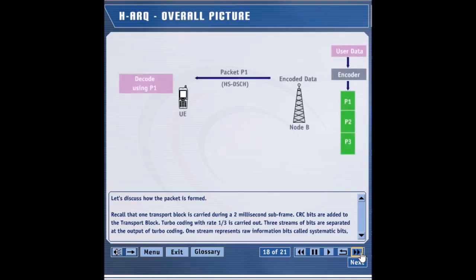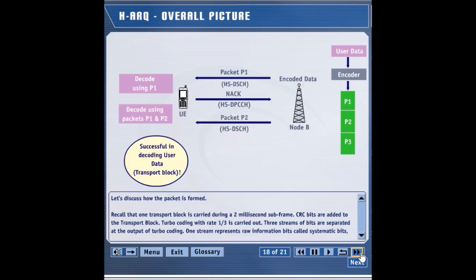Let's summarize the overall hybrid ARQ operation. The user data is coded using turbo coding, and a packet is formed at the node B. Node B transmits packet P1 on the HSDSCH, and the UE attempts to decode the packet. Since the UE cannot decode the packet correctly, it sends a NAC to the node B on the HSDPCCH.